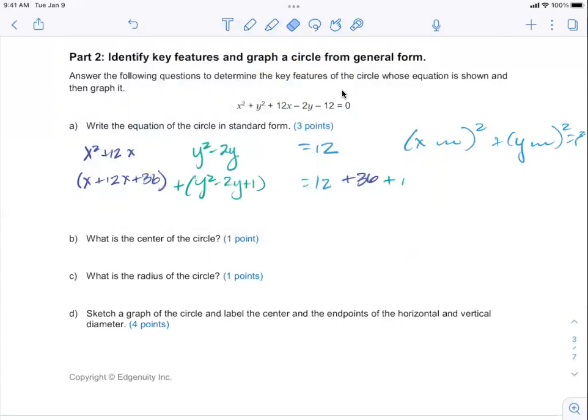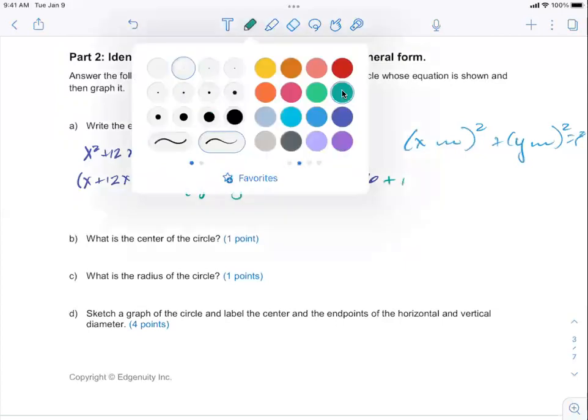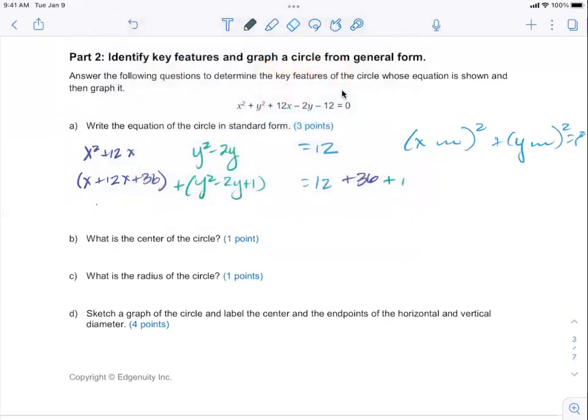The reason why we do that is to be able to write it in factored form. So this would be x plus 6 quantity squared plus y minus 1 quantity squared. And then we add up all the numbers on the right. 36 plus 12 is 48, plus 1 more is 49. So there's the equation of the circle in standard form.